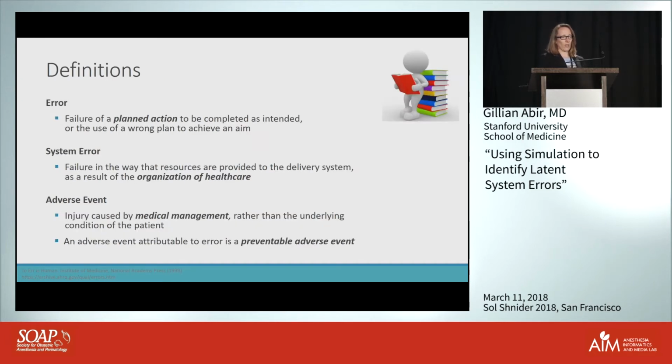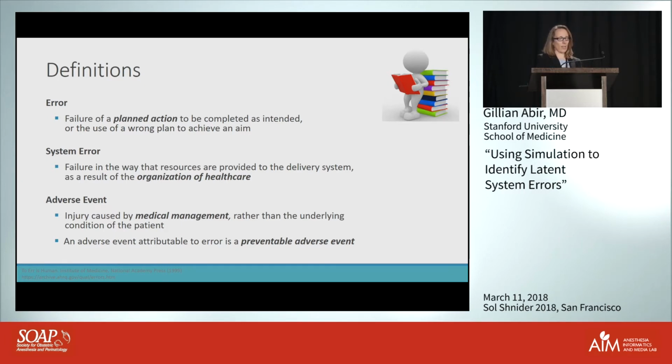So definitions, so there's error, there's system error, and there's adverse events and sentinel events. So an error is any failure of a planned action to be completed as intended, or the use of a wrong plan to achieve an aim. System error is a failure in the way that resources are provided to the delivery system as a result of the organisation of healthcare. And in that definition, the key word is organisation. So it's the organisational structure which affects and can cause system errors.